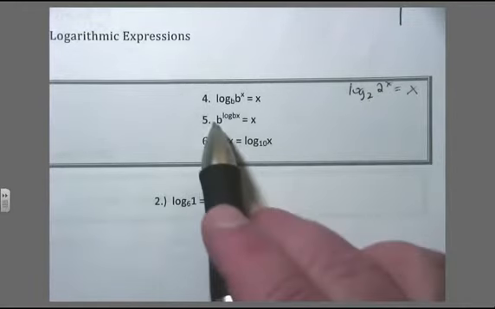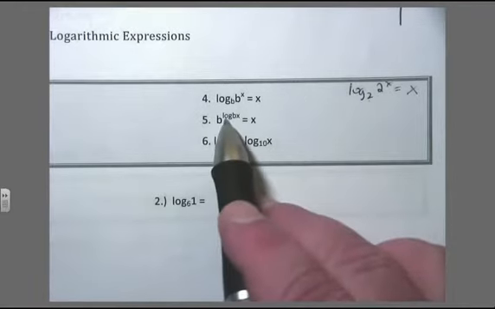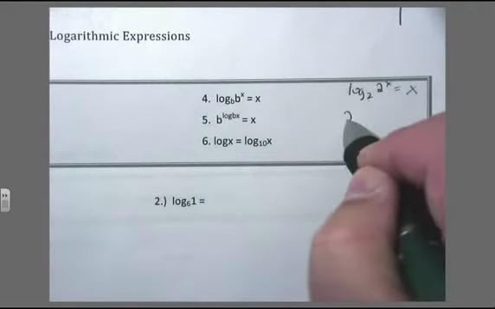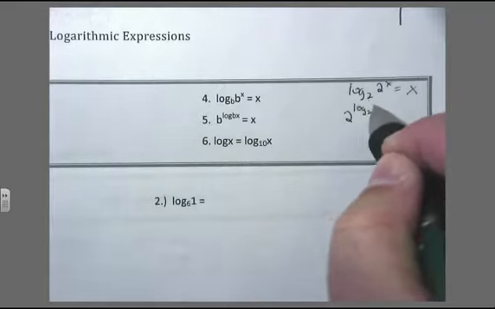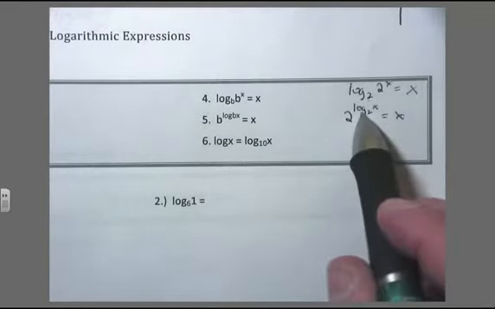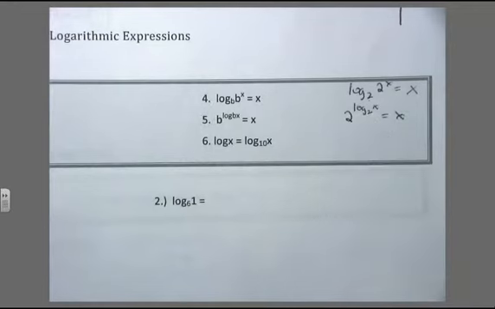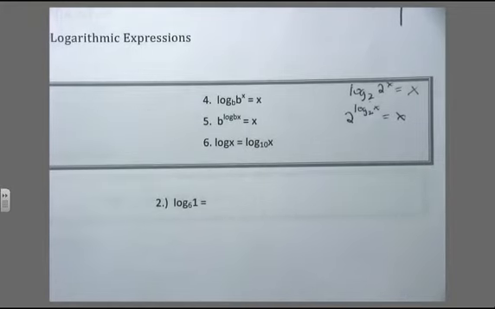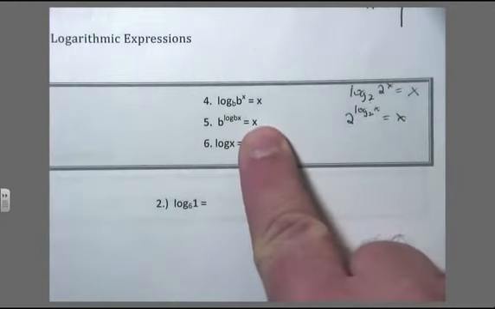And similarly, b raised to the log base b of x will be equal to x. So in other words, 2 raised to the log base 2 of x would also be equal to x. Exponentials and logs are inverses. They'll cancel each other out. So if I put the log in the exponent with the same base, they'll cancel each other out, and you're left with x.